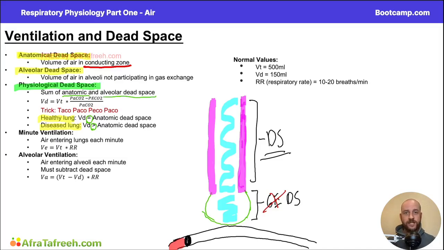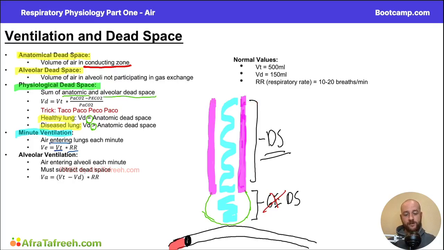Okay, so now that we've discussed dead space, we can start to talk about ventilation, and we'll start with minute ventilation. So minute ventilation is the amount of air that enters the lung each minute. And recall from our previous video that we said the amount of air that enters the lung each breath is our tidal volume. So if we multiply the tidal volume, which is our volume per breath, by our respiratory rate, which is the amount of breaths we take per minute, then we're going to calculate how much volume we're bringing into the lungs per minute.